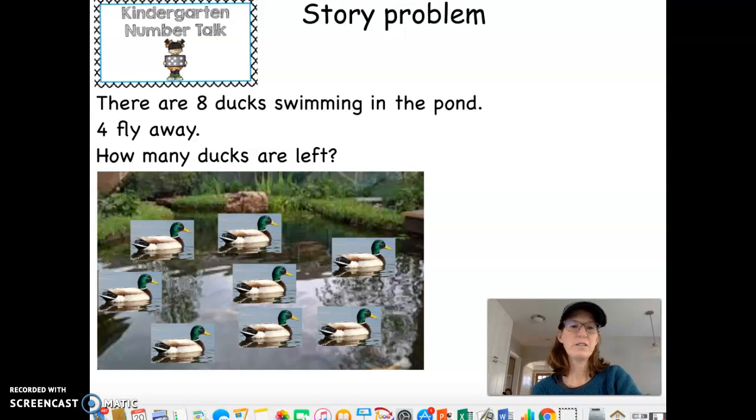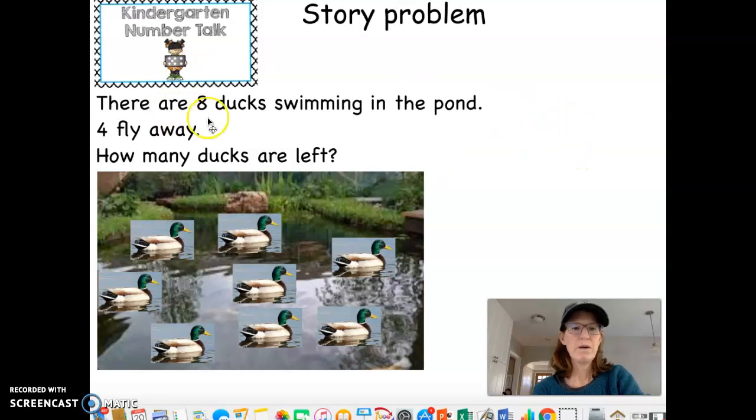Good morning, kindergartners. Today we're going to talk about a story problem about ducks in a pond. So here's my story problem right here. There are 8 ducks swimming in the pond. 4 fly away. How many ducks are left?